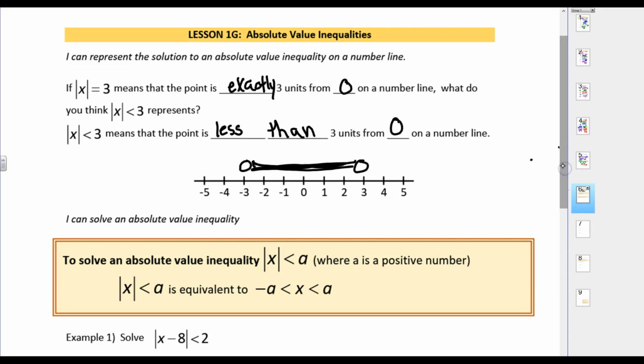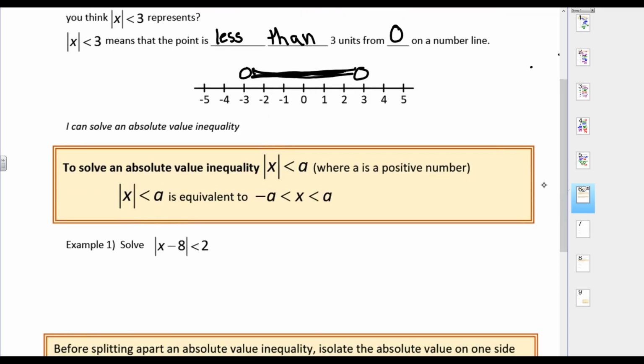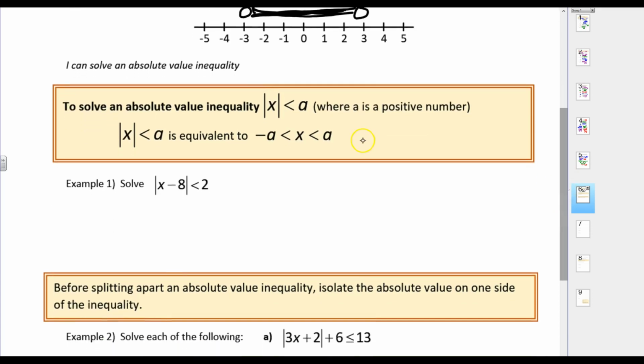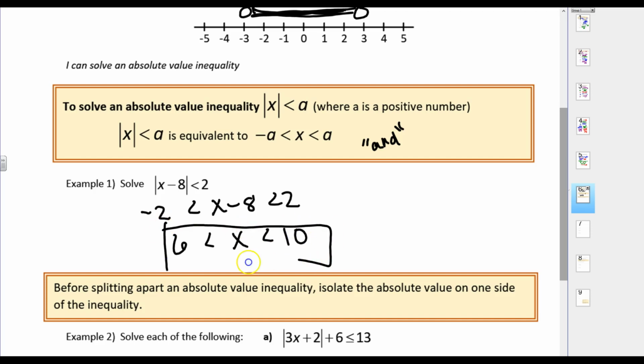So when I'm setting this up, if I have the absolute value of x is less than a, where a is a positive number, then the absolute value of x is less than a is equivalent to negative a is less than x is less than positive a. It ends up being an and statement, right? So if I've got the absolute value of x minus 8 is less than 2, I can drop the absolute value and make this negative 2 is less than x minus 8, which is less than 2. I add 8 to all sides, so I get 6 is less than x, which is less than 10 for my final solution. That's how I'd get the x isolated.